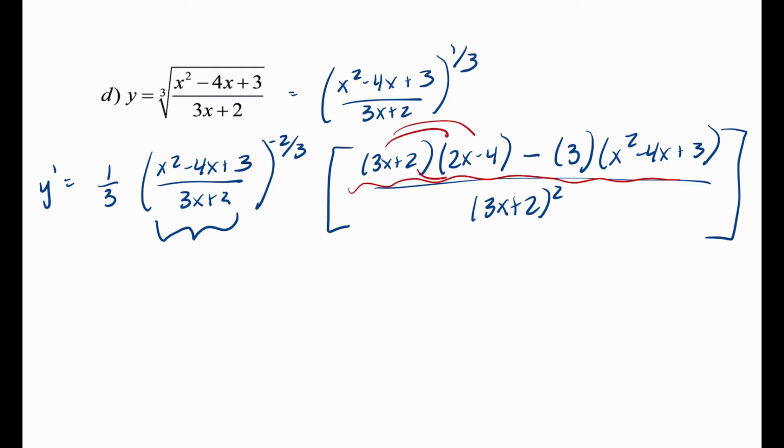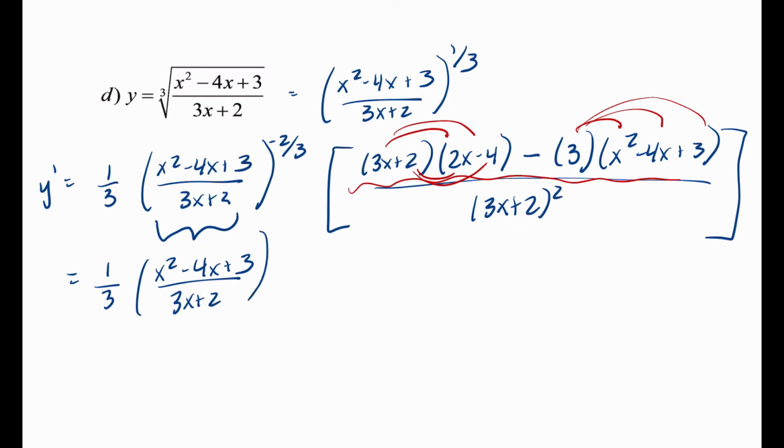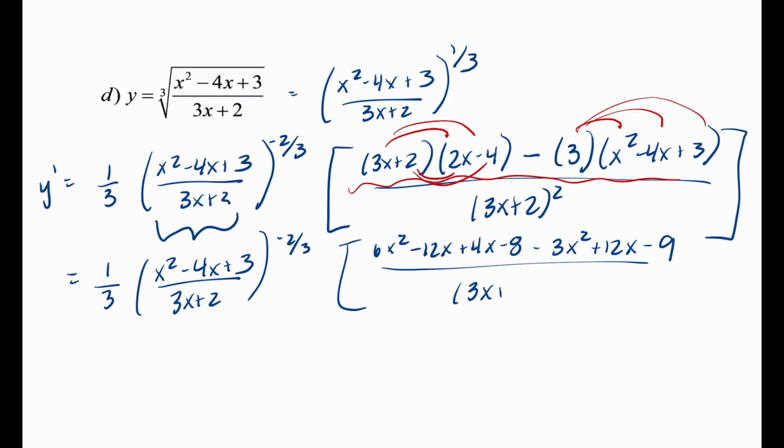So I'm going to FOIL these out together because I have nothing in common, and FOIL this out. So let's rewrite it. My stuff out front is still going to be hanging around. And now on the inside, I have 6x squared minus 12x plus 4x subtract 8. And I also have subtract 3x squared plus 12x subtract 9. And that's all over my same denominator, 3x plus 2 squared.